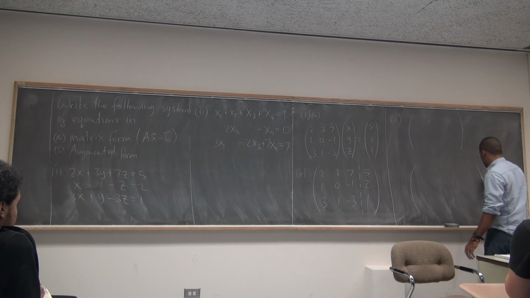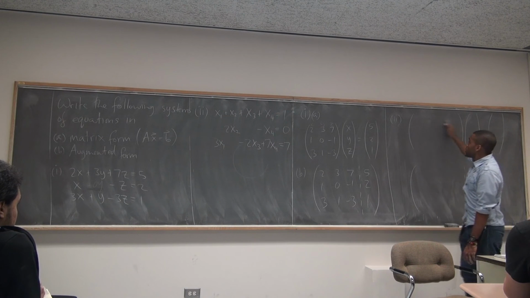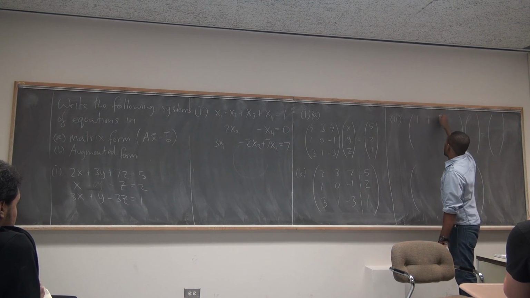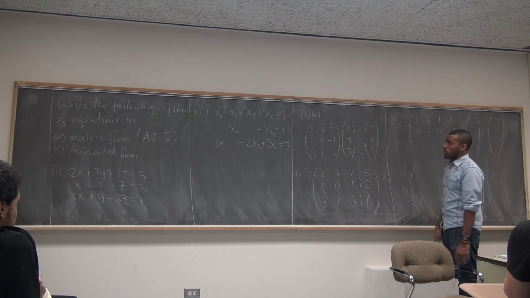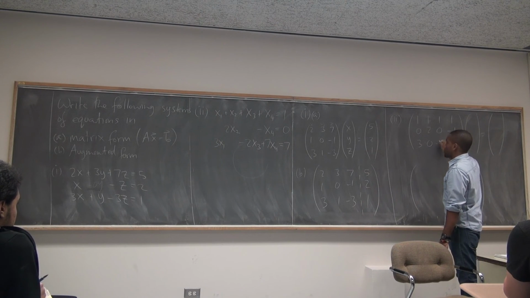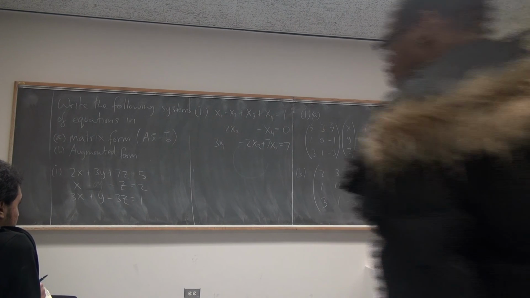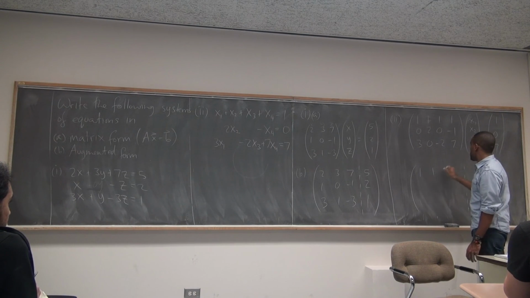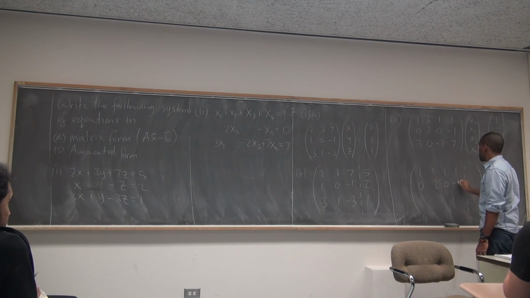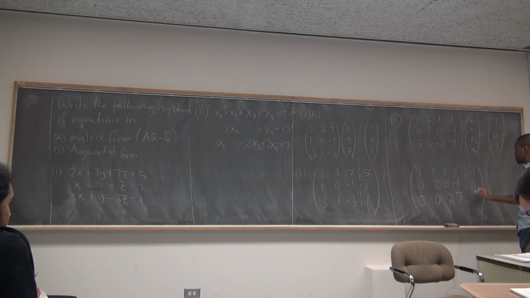And then here, the first row: 1, 1, 1, 1, 1. Then 0, 2, 0, minus 1, 0. Last one. This would be x1, x2, x3, x4. This would be 1, 0, 7. Similarly here, I'd copy this down. This goes here. This goes here. 3, 0, minus 2, 7, and this would be 1, 0, 7.